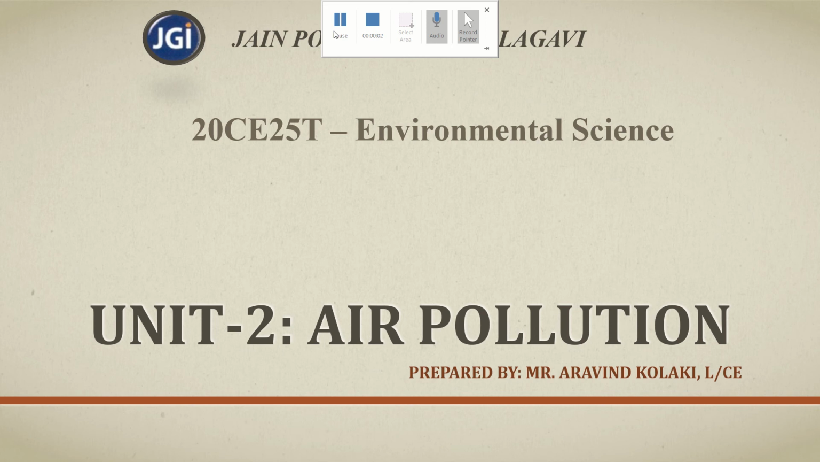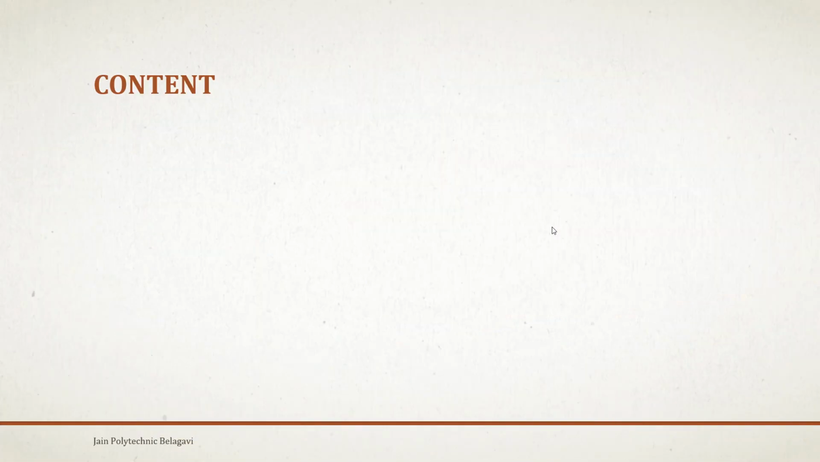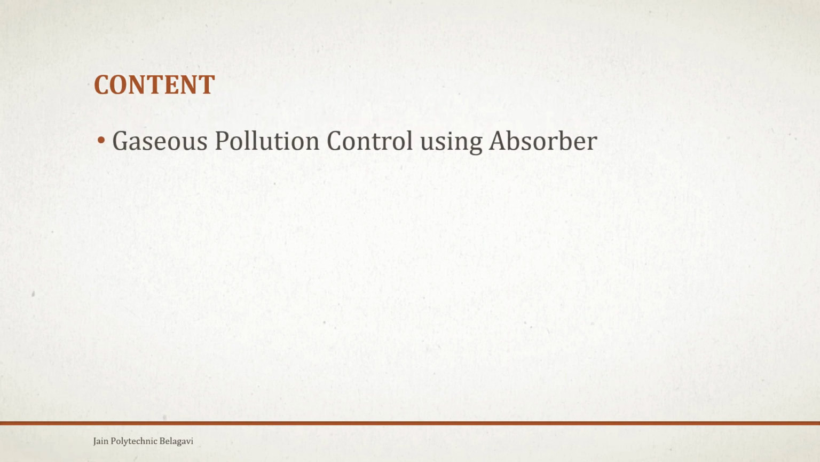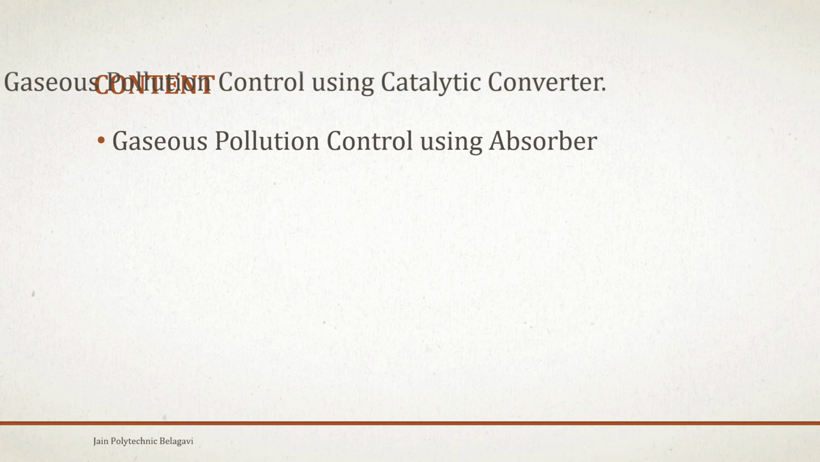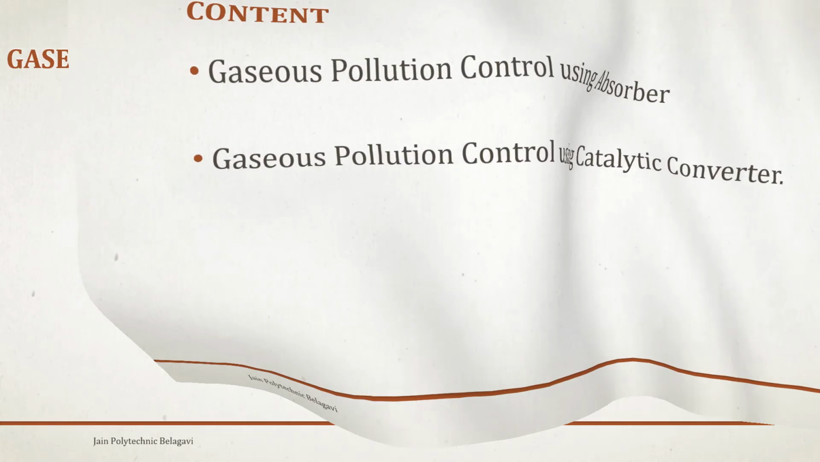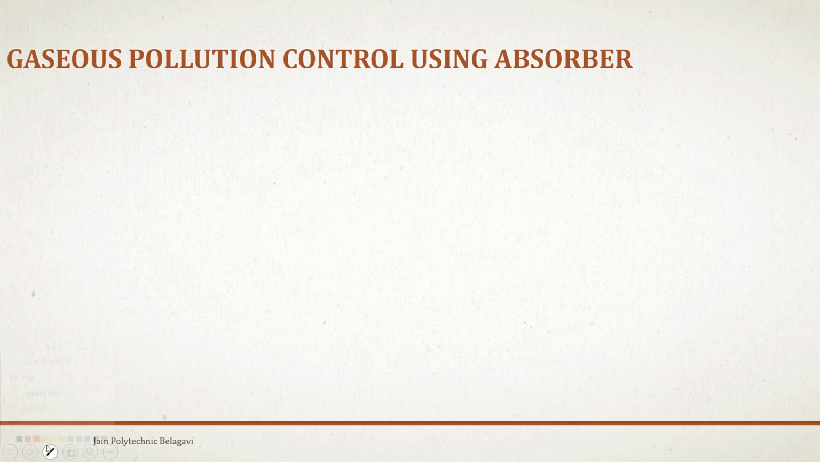Hello students, we are going to study the different air pollution and the different air pollutants which can be controlled by different methods. In this we are going to discuss gaseous pollution control using absorber and gaseous pollution control using catalytic converter. So we'll start with the gaseous pollution control using absorber.